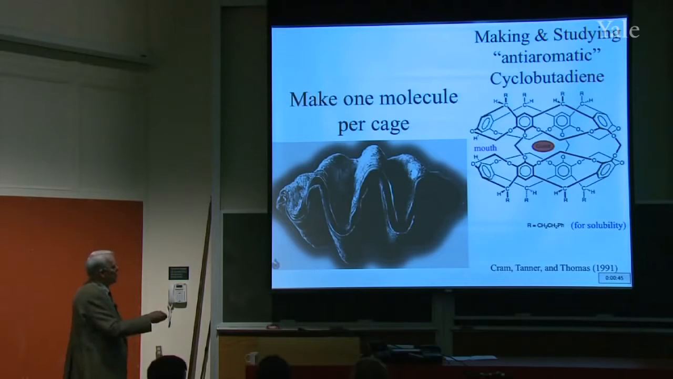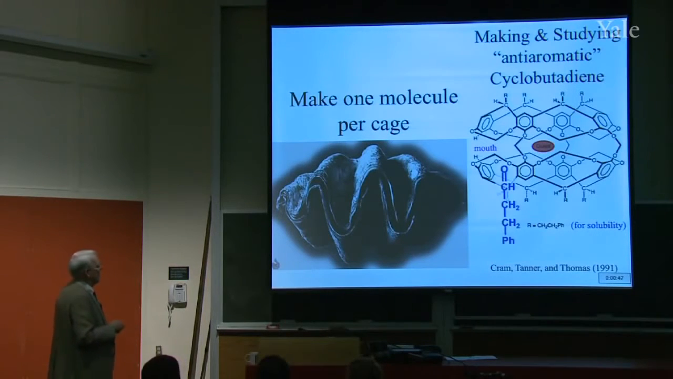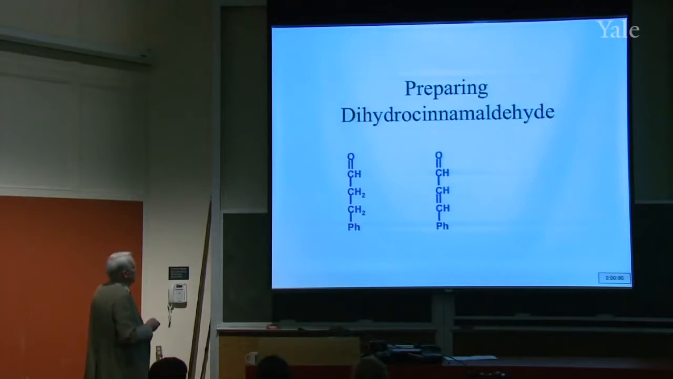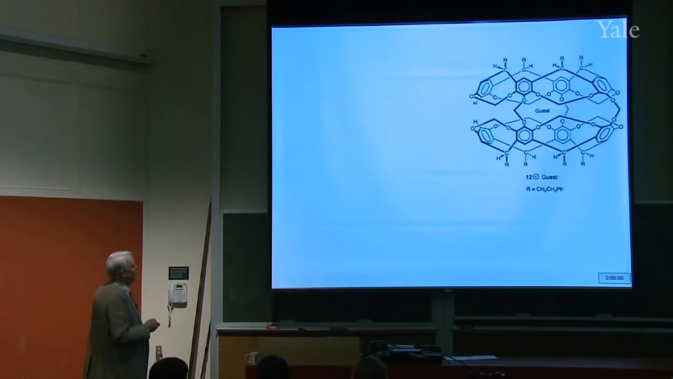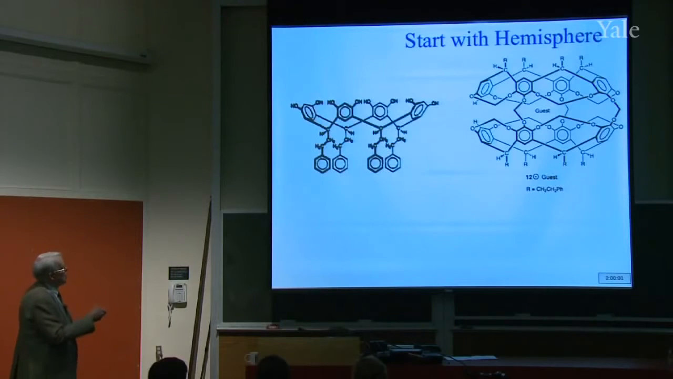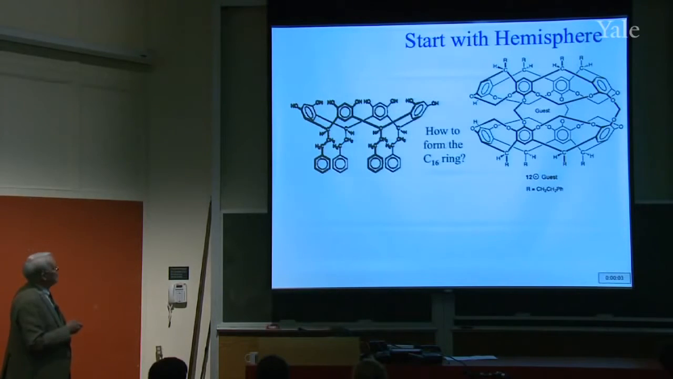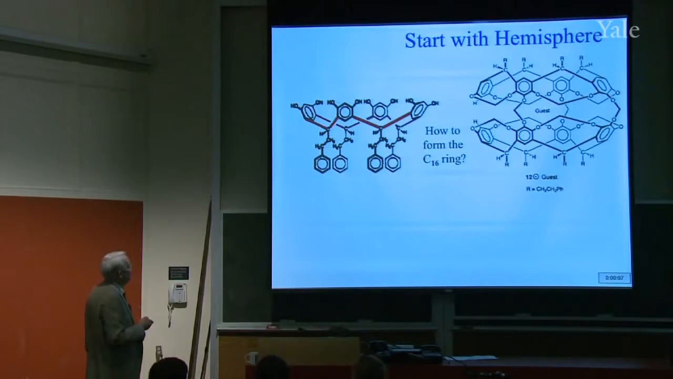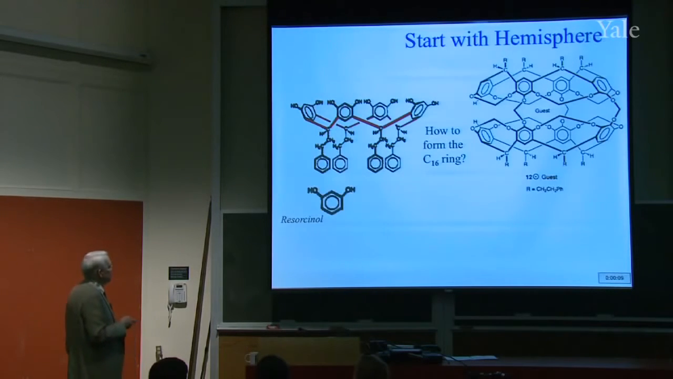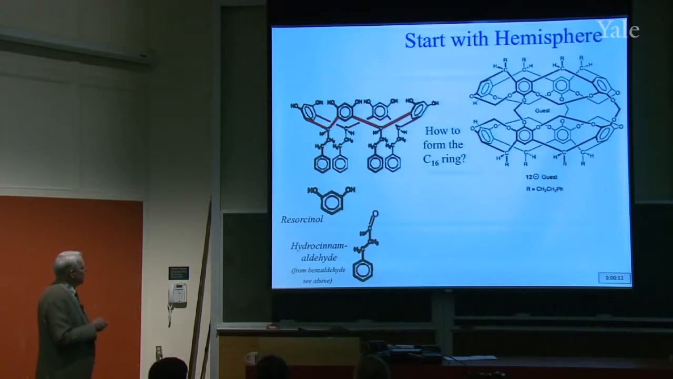So they made these R groups big things to make it soluble, and it was that. And you can make that by thinking backwards with an aldol reaction. Right. So first they make the bottom half of the thing. And how to form this big ring with 16 carbons in it, right? You take resorcinol and hydrocinnamaldehyde, right?